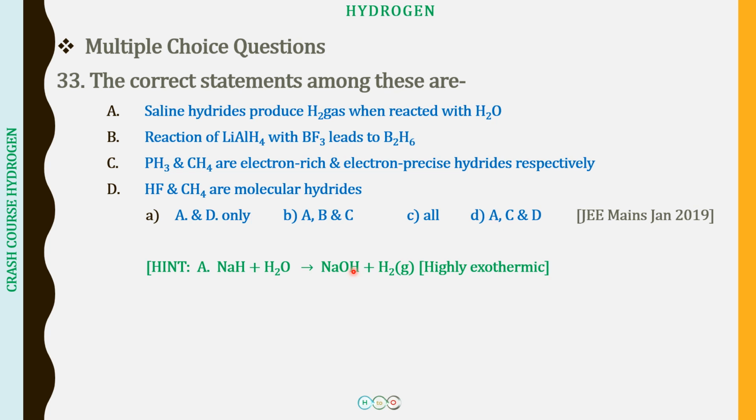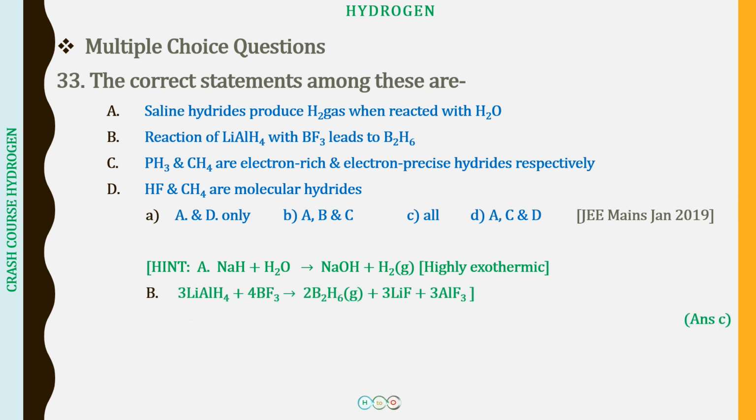Okay, so this is one way of preparation of hydrogen, please do remember. Now the next is reaction of lithium aluminium hydride with BF3, this leads to B2H6 formation. So this is not a reaction which was given in the chapter on hydrogen, but this is given in group 13 element reactions when we discuss the formation of diborane, that is B2H6.